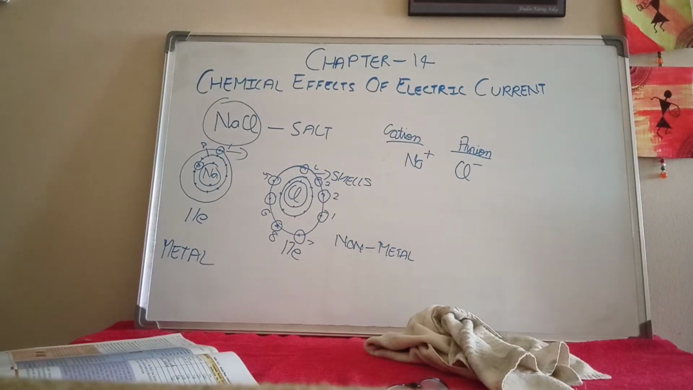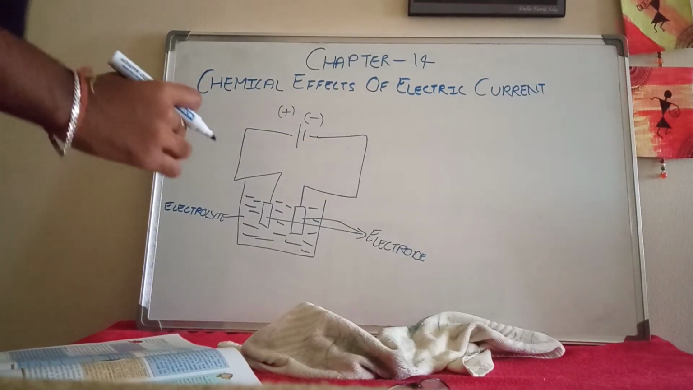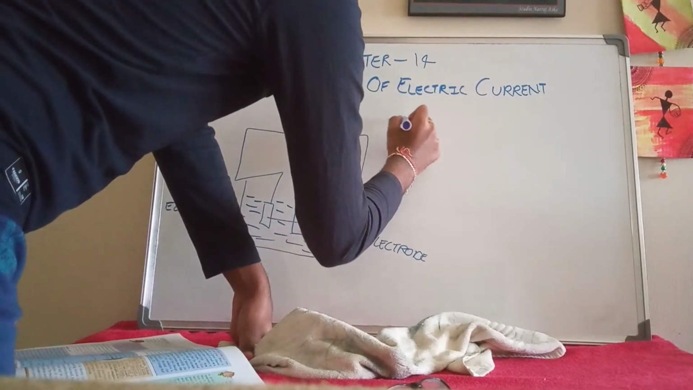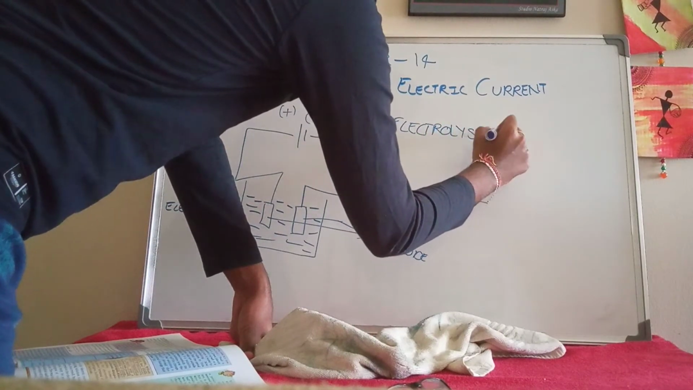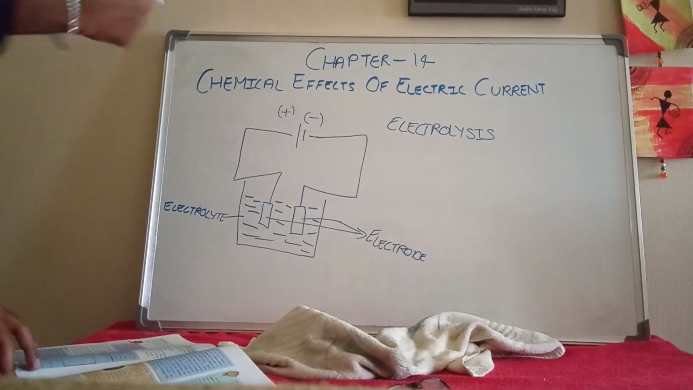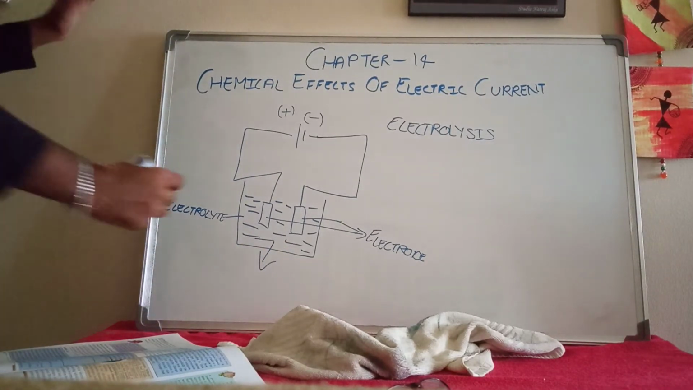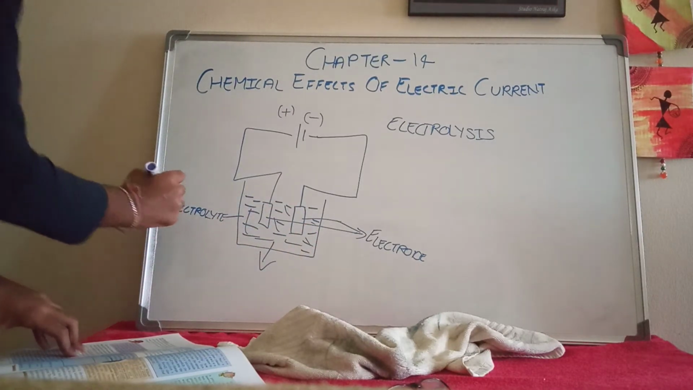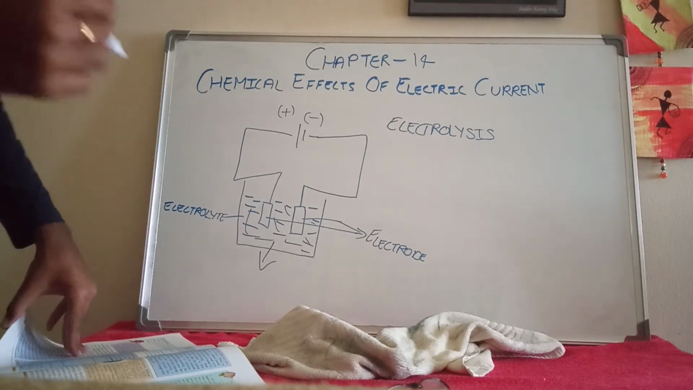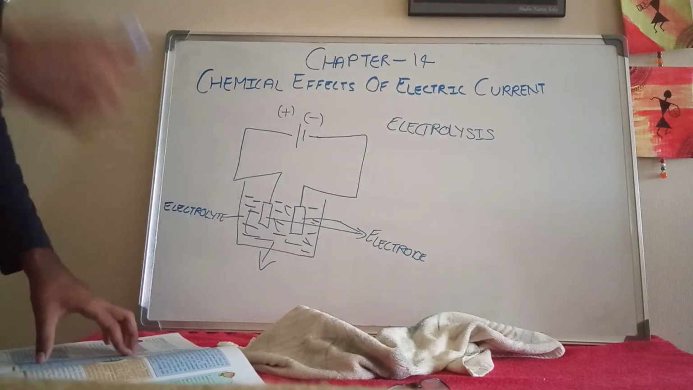Now we go on to see what electrodes are and how electrolysis happens. This is a normal setup for electrolysis. Before we start, we have to know what electrolysis is. Electrolysis means whenever electricity passes through an electrolyte. Electrolyte means any conducting liquid. This liquid we can see here is a conducting liquid, so we call it an electrolyte.